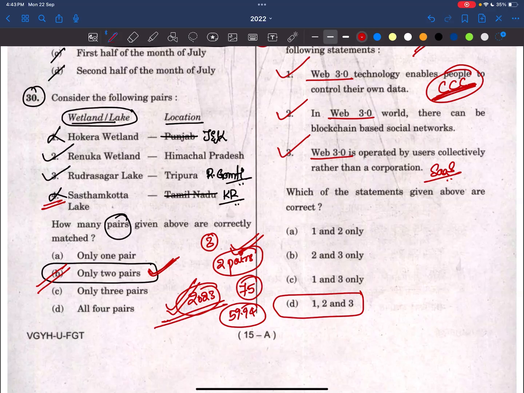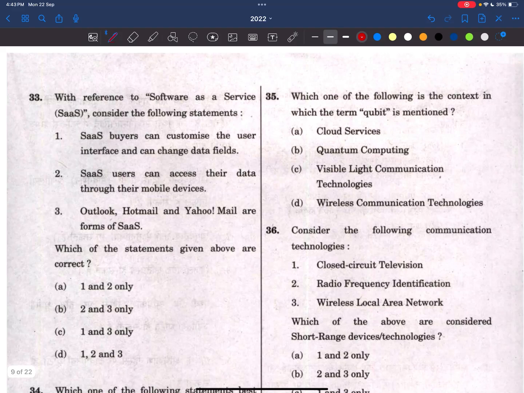Metaverse, UPSC has asked in 2024, right? That means UPSC is focusing on recent technology as well. So we have to read about them, friends. Now see here only we got the question, software as a service. Okay, now keep in mind what software as a service means.